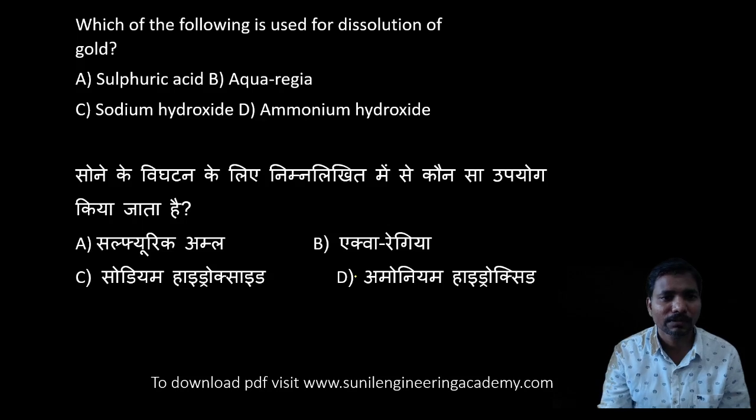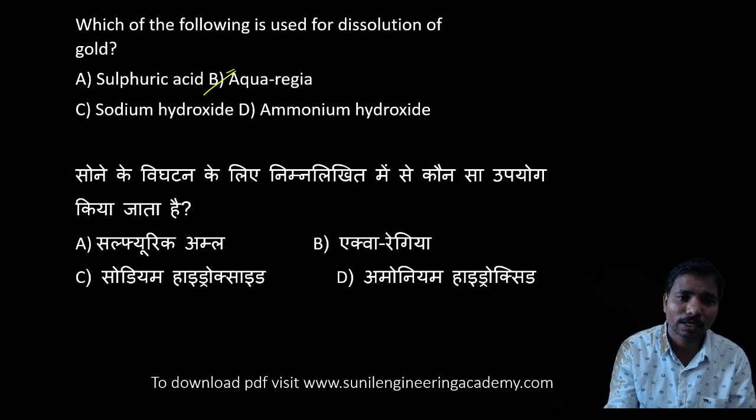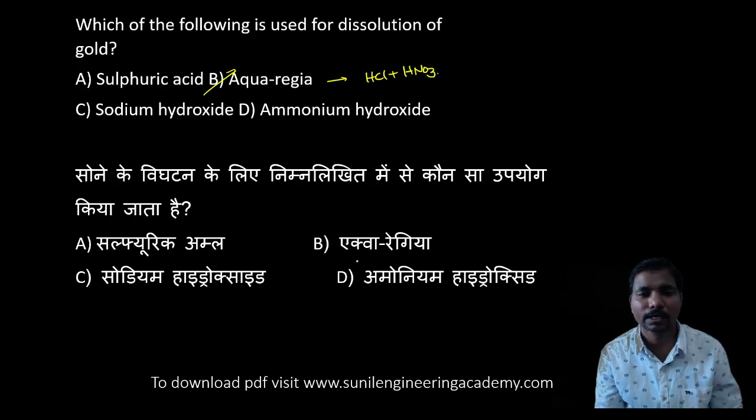And coming to the next one, which of the following is used for dissolution of gold? That is aqua regia. It is a mixture of HCl plus HNO3, hydrochloric acid with the nitric acid.